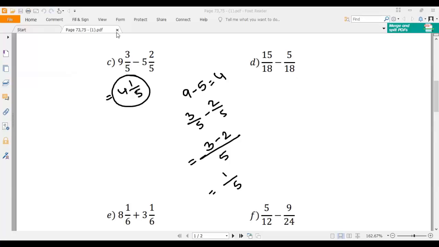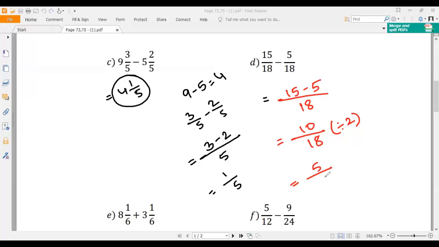Now number D. Number D, 15 by 18 minus 5 by 18. Already it is given in like fractions. So what will we do? Since both are like fractions, we have to just subtract the numerators. 15 minus 5, that will be 10. 10 divided by 18. Now we have to divide both numerator and denominator by 2. So 2 fives are 10 and 2 nines are 18. So 5 by 9 will be the final answer of number D.